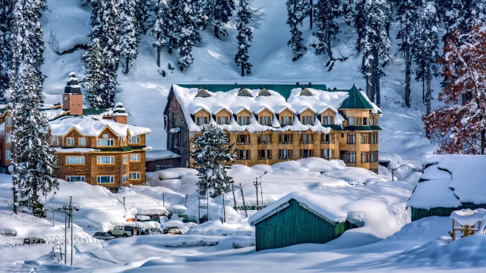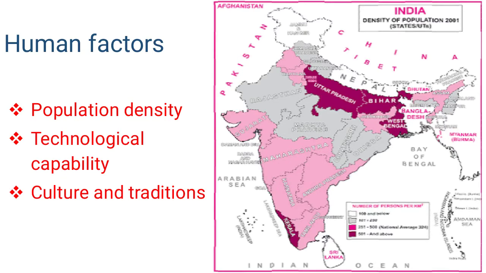Now coming to the human factors. In human factors, as we already discussed, it includes population density, technological capability, cultural and traditions, etc. Now, coming to population density, it determines how many people are staying in a particular place. Usually you will see a high density of population near the plain areas, that is the region of Delhi, Uttar Pradesh, Bihar, Kolkata, all these states.